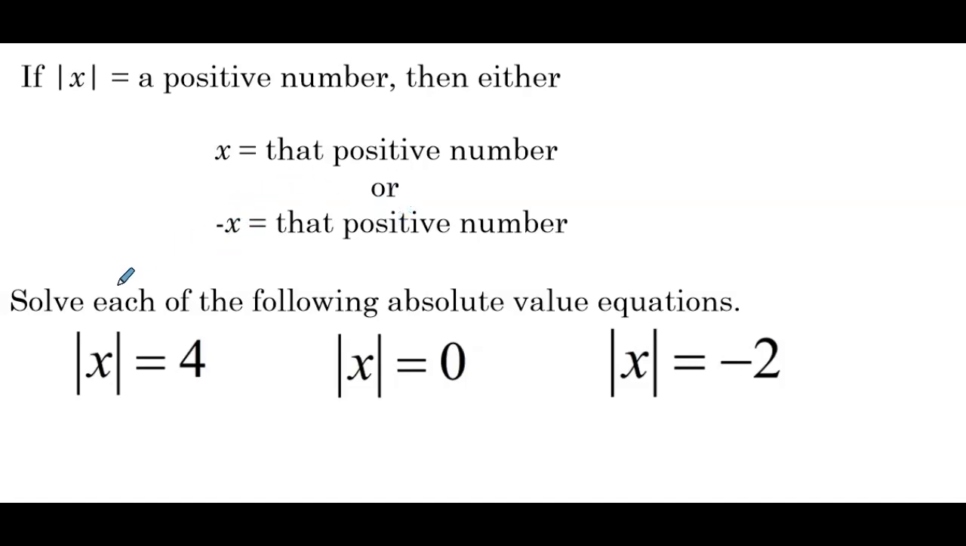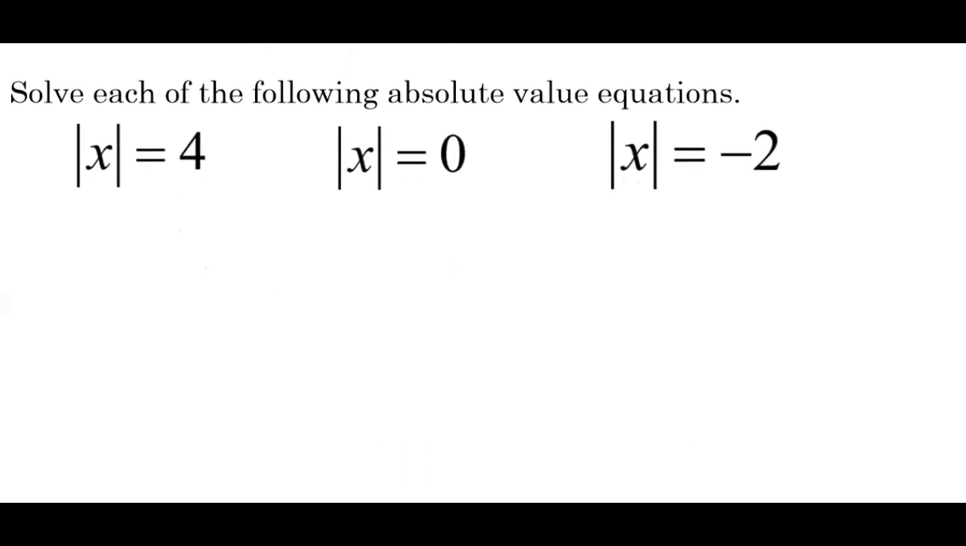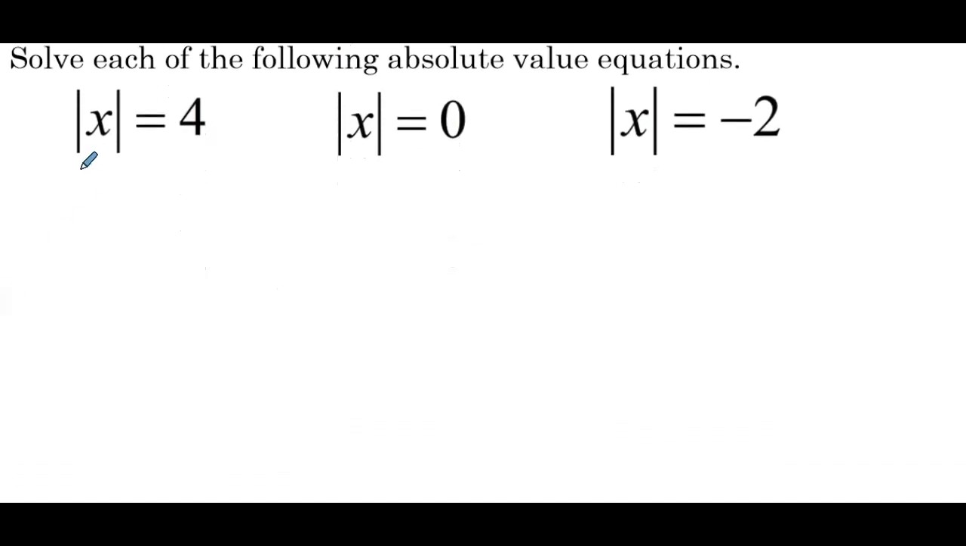Now let's look at this with some actual values to make sense of it. So solve each of the following absolute value equations. So first we have the absolute value of x equals 4. So we're going to set up two equations. So either x equals 4 or the negation of x equals 4. And we'd have x equals negative 4.